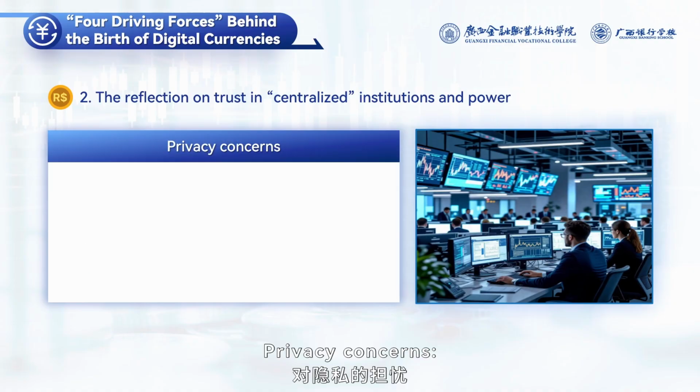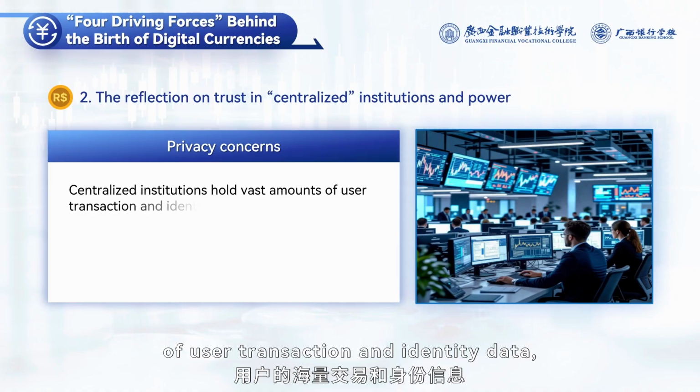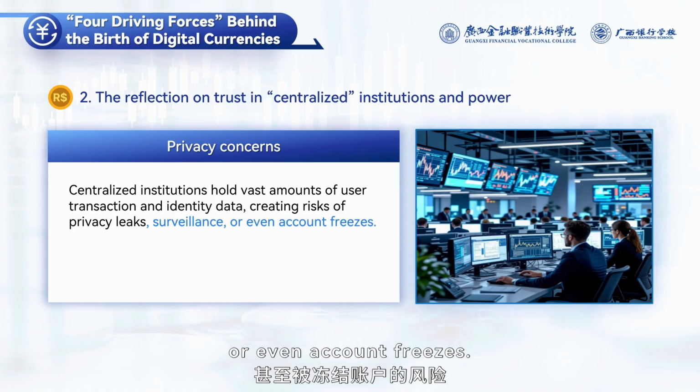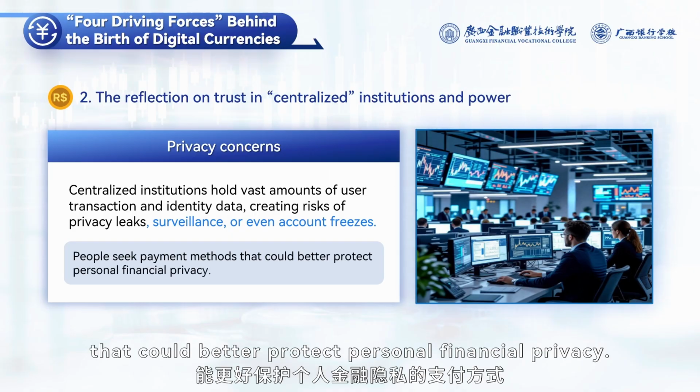Privacy concerns. Centralized institutions hold vast amounts of user transaction and identity data, creating risks of privacy leaks, surveillance, or even account freezes. As a result, people began to seek payment methods that could better protect personal financial privacy.